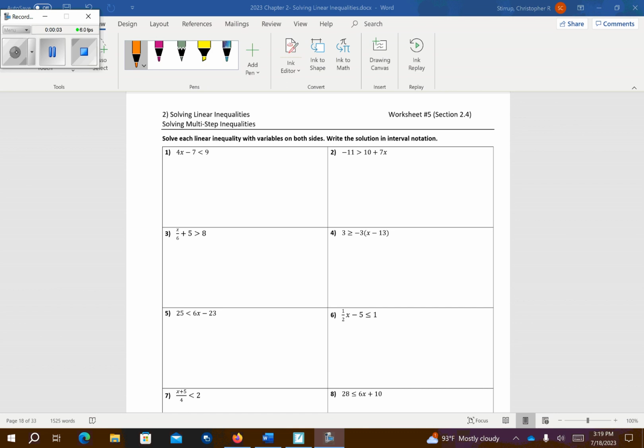ICP Algebra 1. This is Chapter 2, SLI, worksheet number 5. We want to write or solve each of these inequalities and put it in interval notation.